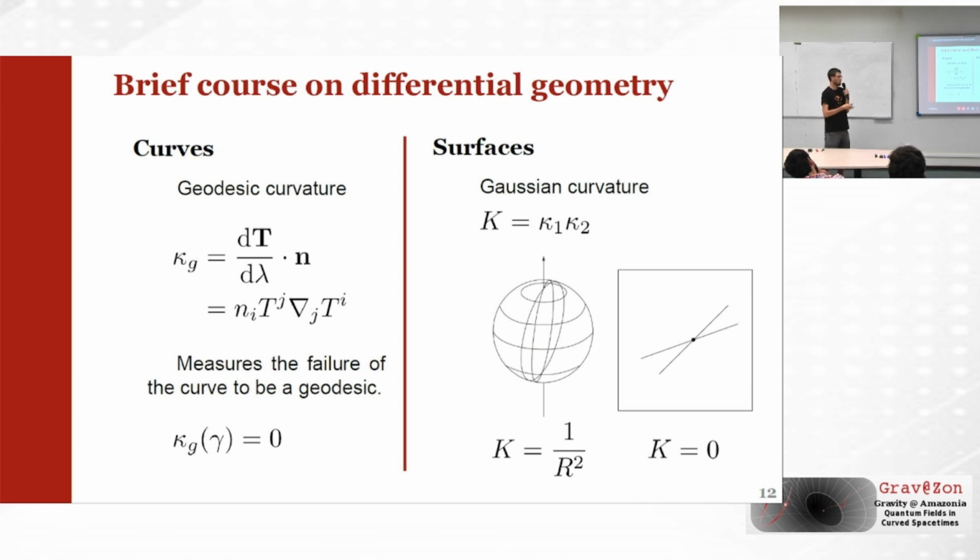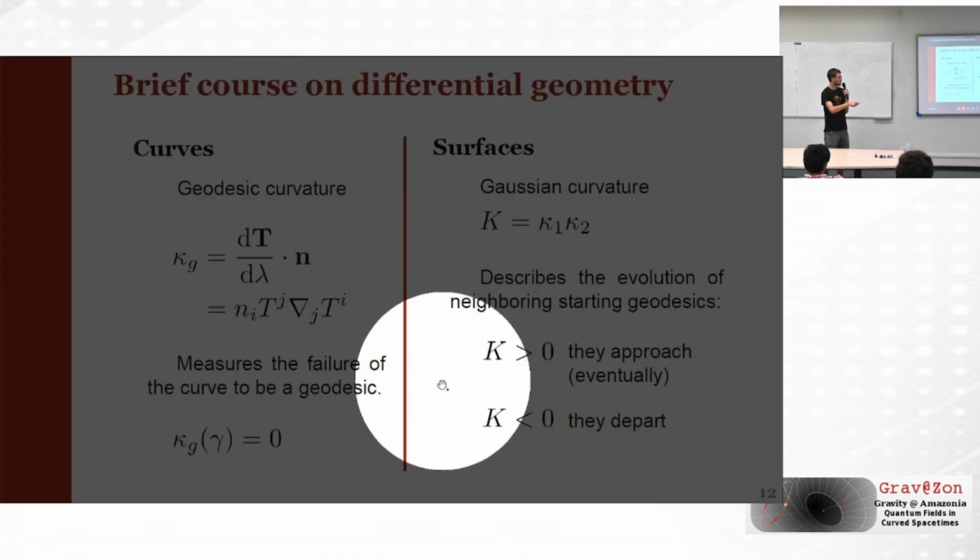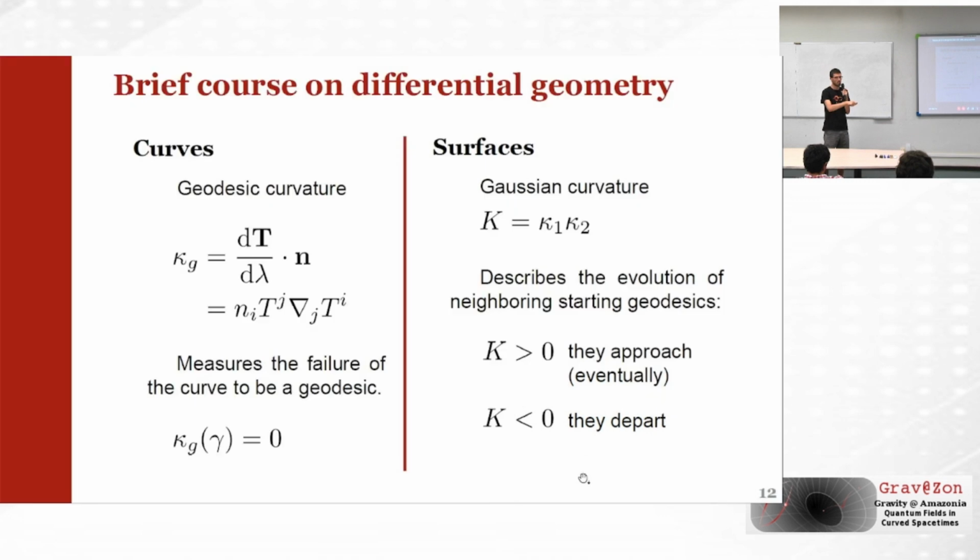And this can be made more formal, but what I'm trying to say is that if the Gaussian curvature is positive, geodesics that start nearby will eventually approach each other, and if the Gaussian curvature is negative, they will grow further and further apart. So the Gaussian curvature will determine the stability of the geodesics we will be considering.